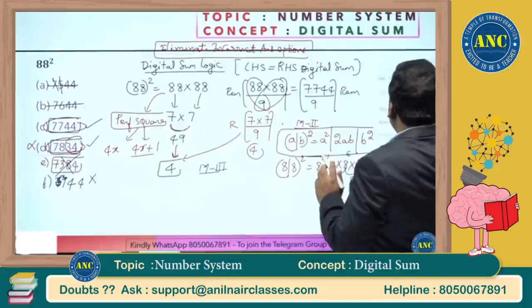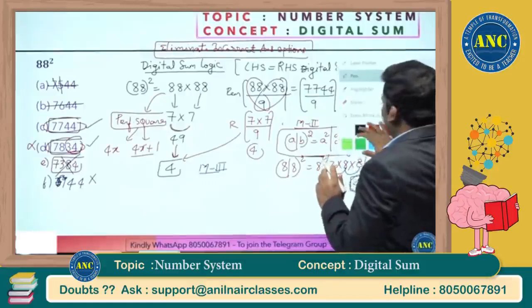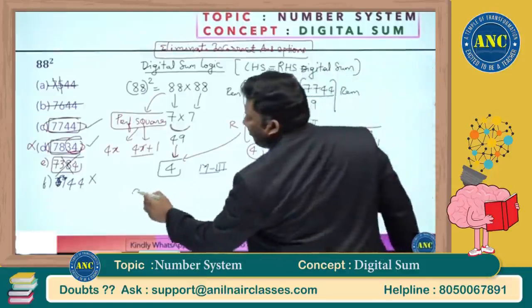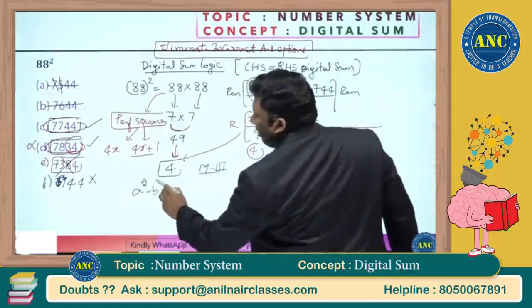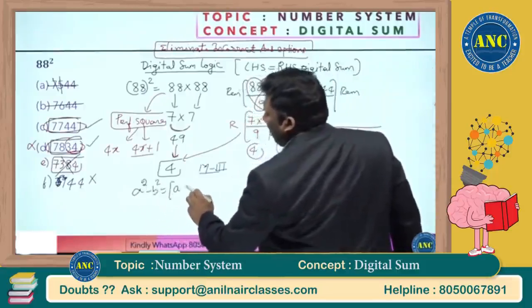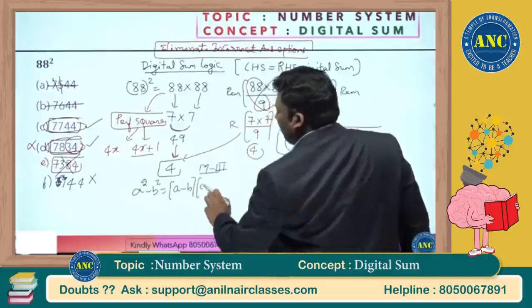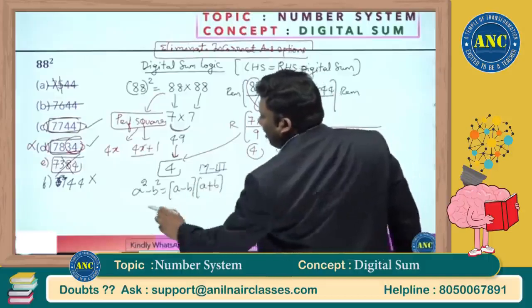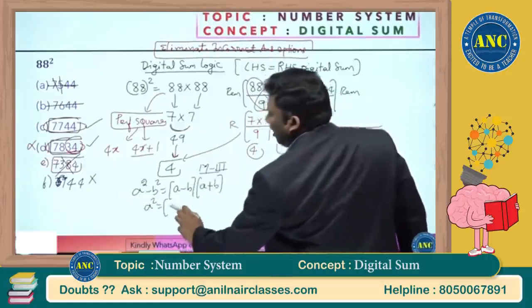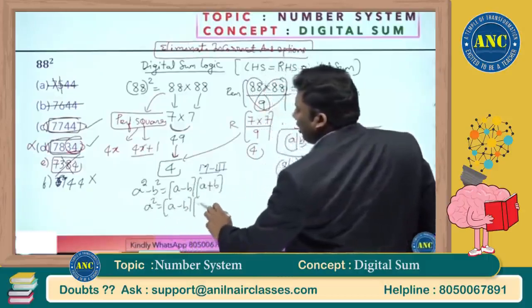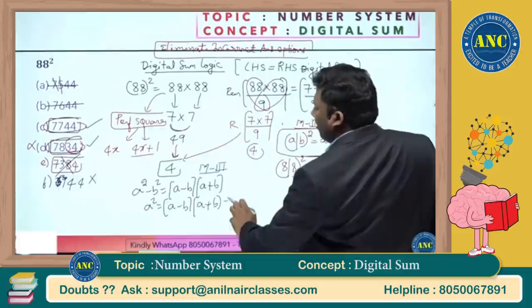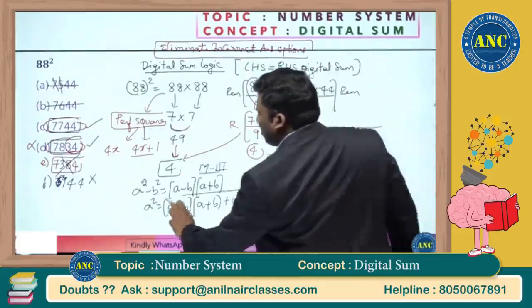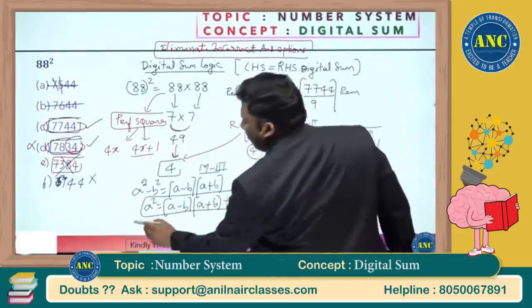What is the concept to find the square of a number? A square minus b square is equivalent to (a minus b) into (a plus b). Minus b square, if it comes to the right hand side: (a minus b) into (a plus b) plus b square. This is another concept to find the square of a number.